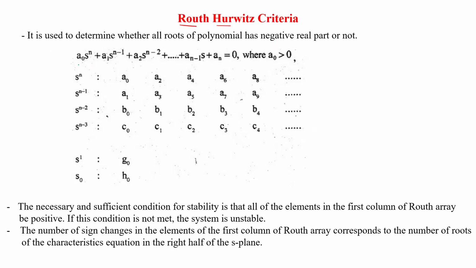Now here we have considered a polynomial: a0 s to the power n plus a1 s to the power n minus 1, and so on, up to plus an equal to 0, where a0 is positive. The order is n, the highest exponent. a0, a1, a2 and so on are the coefficients. Our highest power is written as s to the power n.